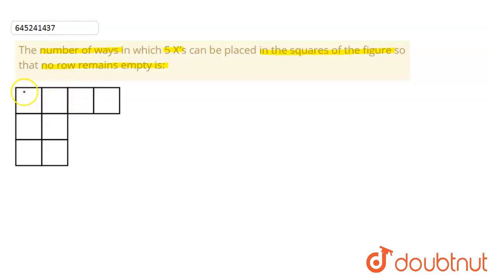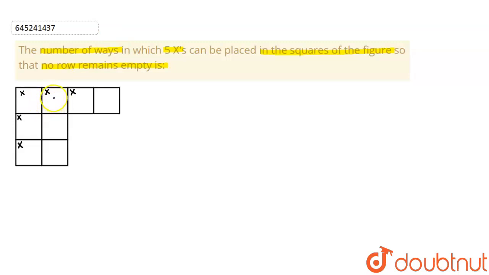Let in the first row we'll write x, x, and x. This is for case 1. I am using black ink. And in the second row there would be 1 x, and in the third row 1 x. So by this I have covered all the rows and no row is empty for my case 1. Let's move on to case 2.